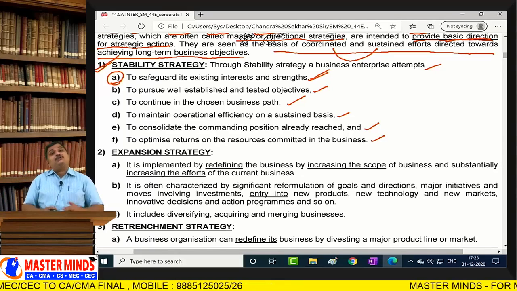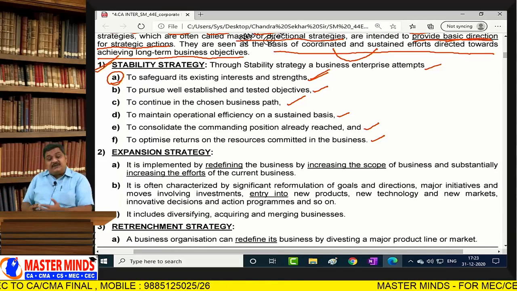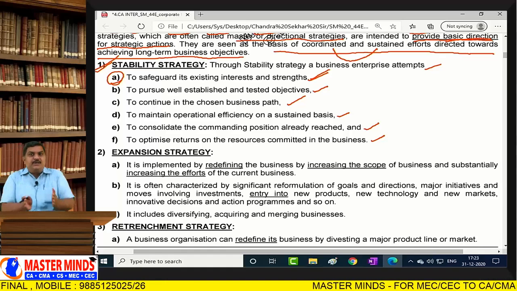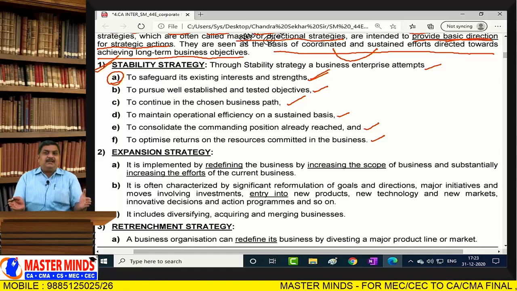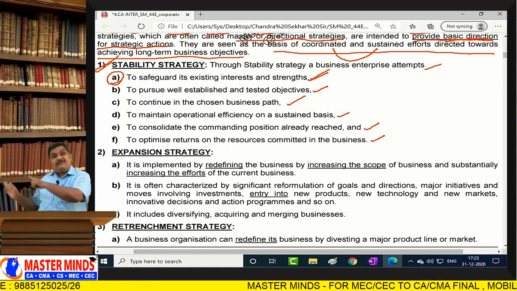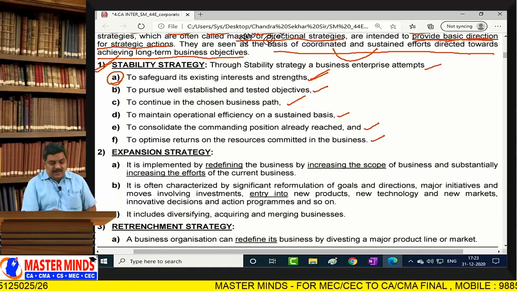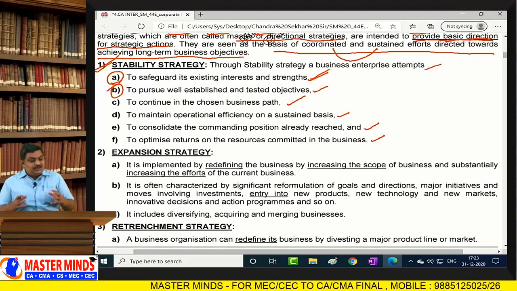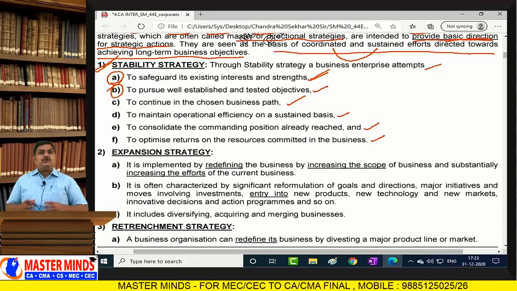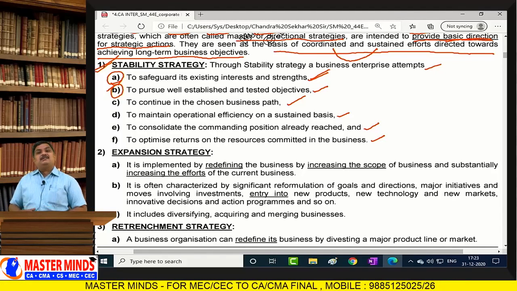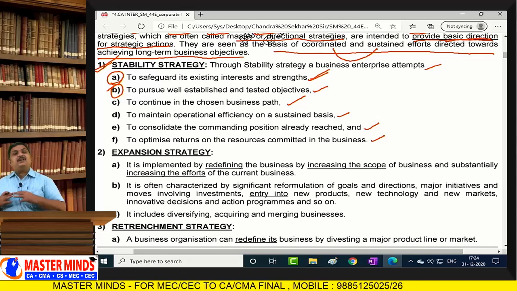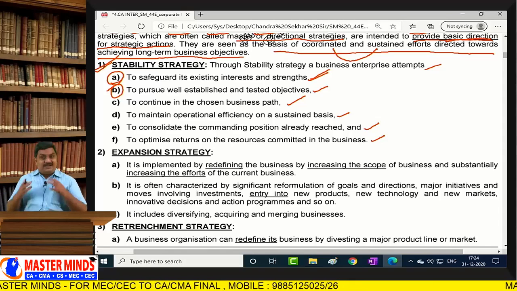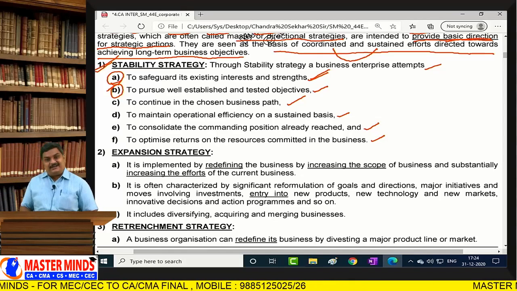Okay. Sir, what should I do to stabilize, to safeguard all this? That we will learn later. First we will learn what we mean by stabilizing, and what should be done to stabilize we will see later. Okay. And to pursue well-established and tested objectives. See, if you want to stabilize in your business, you should not try something new, something risky. You should only focus on things which you are good at, which you are confident at.